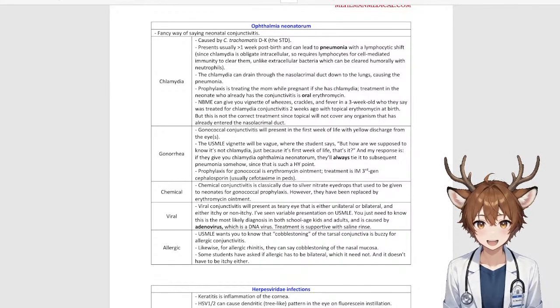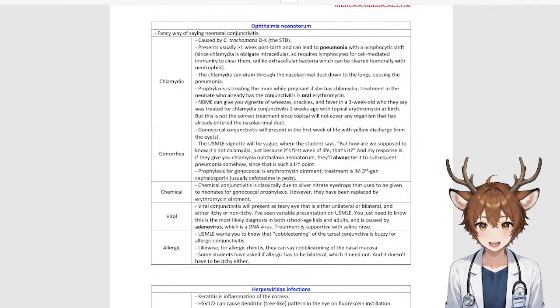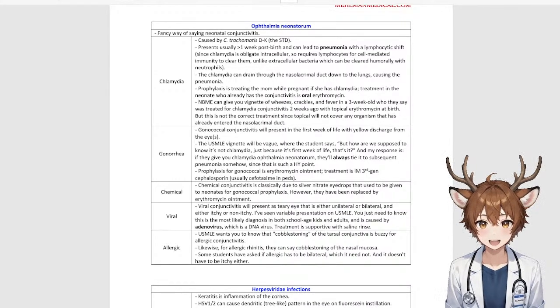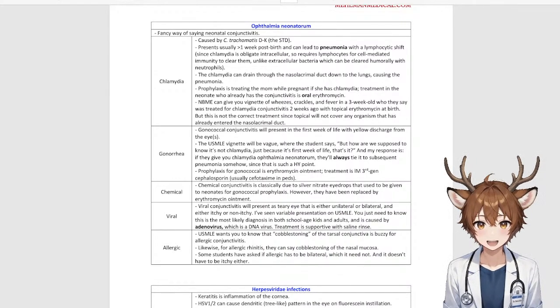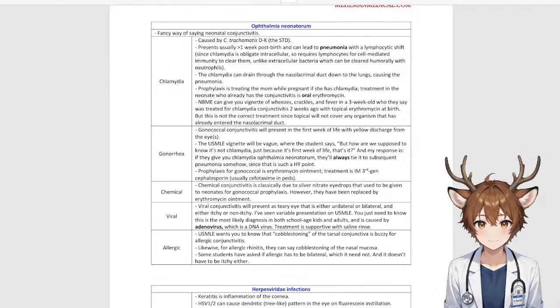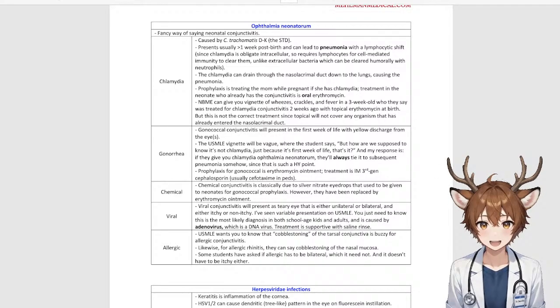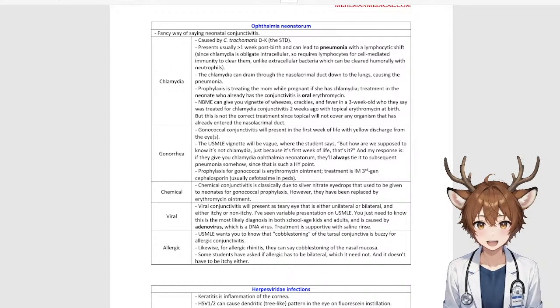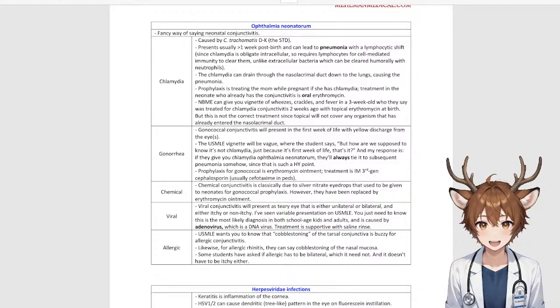Prophylaxis is treating the mom while pregnant if she has chlamydia. Treatment in the neonate who already has a conjunctivitis is oral erythromycin. NBME can give you a vignette of wheezes, crackles, and fever in a 3-week-old who says they were treated for chlamydia conjunctivitis 2 weeks ago with topical erythromycin at birth. But this is not the correct treatment since topical will not cover any organism that has already entered the nasolacrimal duct.